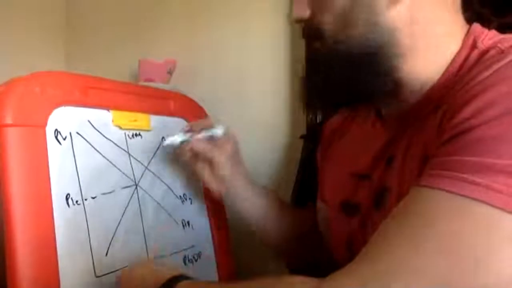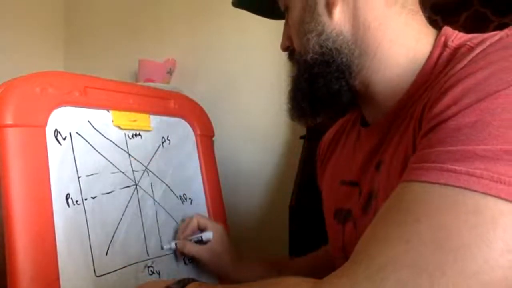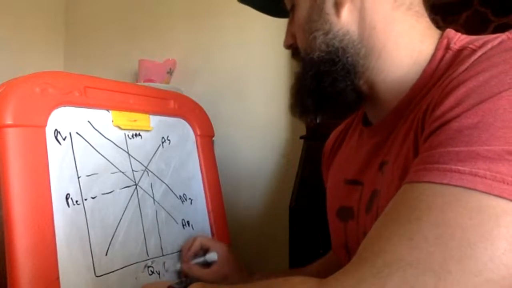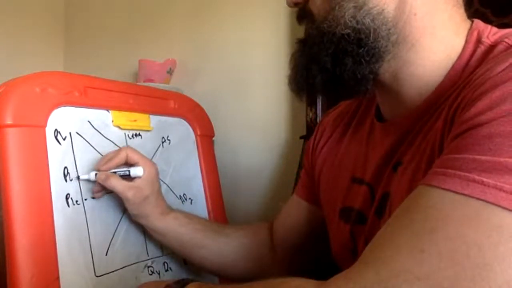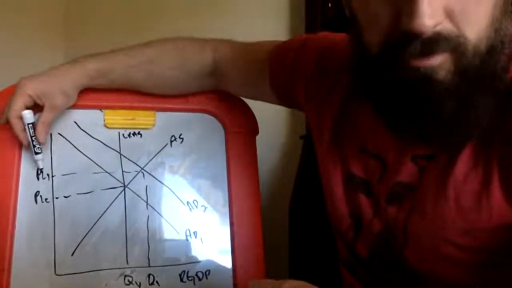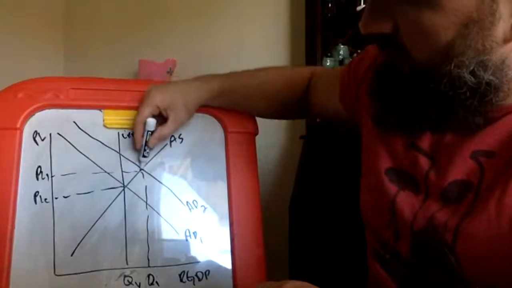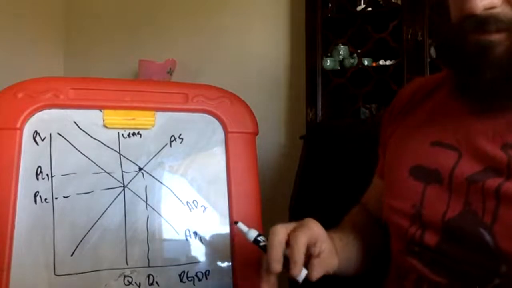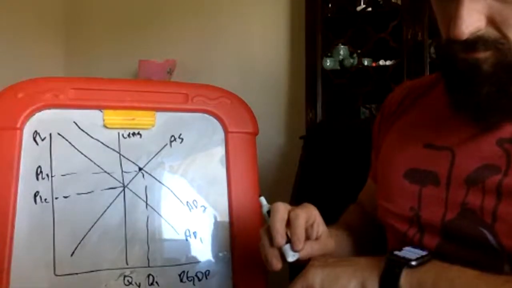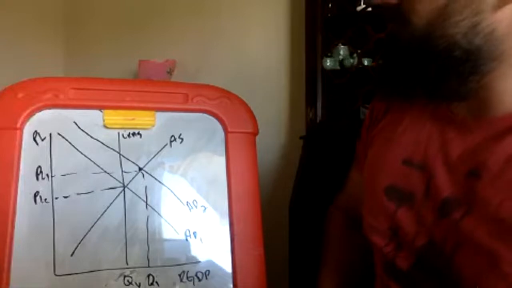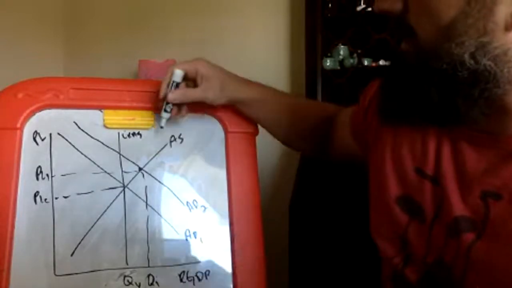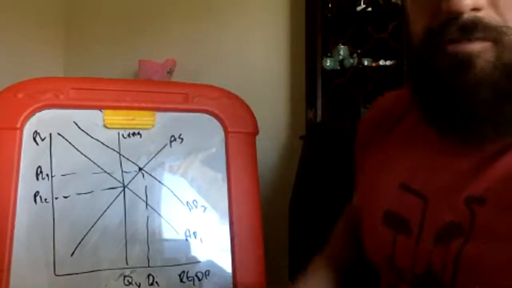So what happens here is that we get into an inflationary gap, right? An inflationary gap, and that's price levels have increased and output has increased as well, right? Since we're at this point right here. So since those two things have happened, we're in an inflationary gap, right?